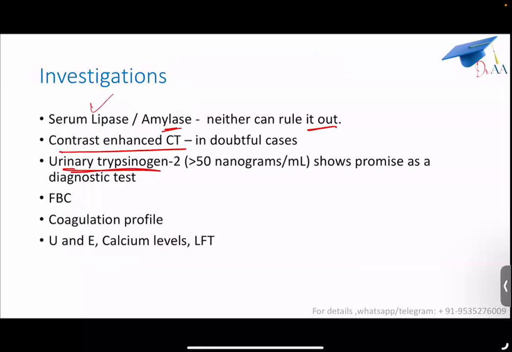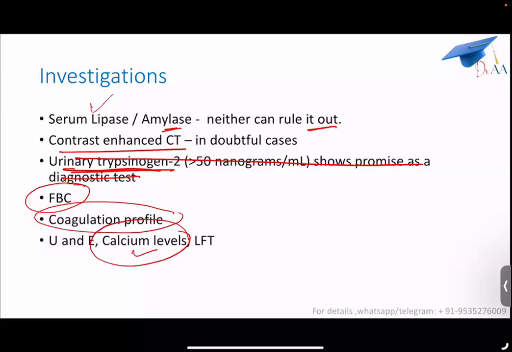This is the latest which is coming up. You did not remember because still it is not been advised in the guidelines. Full blood counts might be required. Calcium levels are important. Coagulopathy or coagulation profile is required because coagulopathy is one of the complications of acute pancreatitis. Calcium tends to deposit on an inflamed pancreas. That's why low calcium levels can be found.